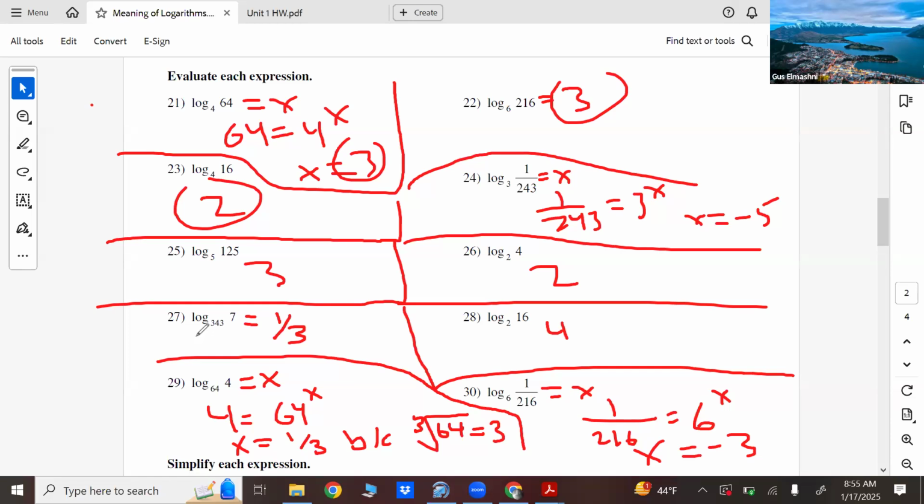Now for 24. So base 3, right? 3 to the x equals 243. So just use your fingers. 3, 9, 27. Times by 3 again will be 81. Get it? And then one more time is 243. But because it's a fraction, that's why it's negative 5.